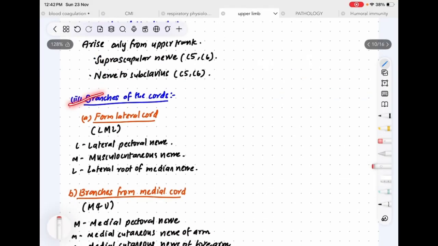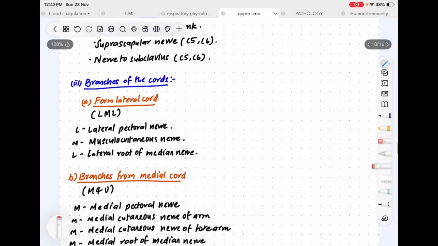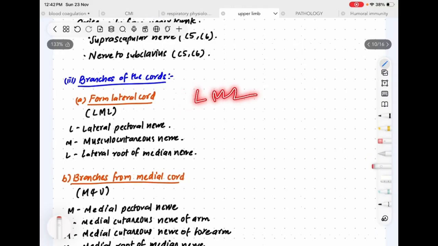Next, branches of the cord. What are the branches from the lateral cord? Remember the branches of lateral cord as LML, mnemonic. Lateral pectoral nerve, musculocutaneous nerve, and lateral root of median nerve.